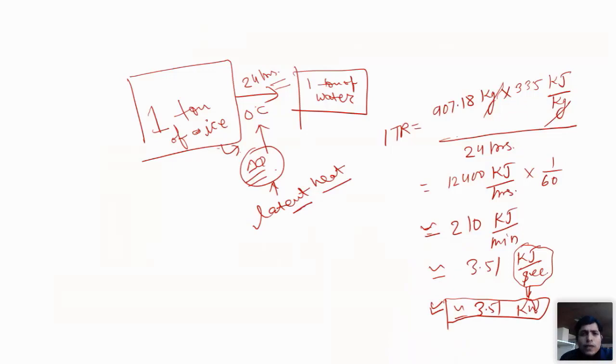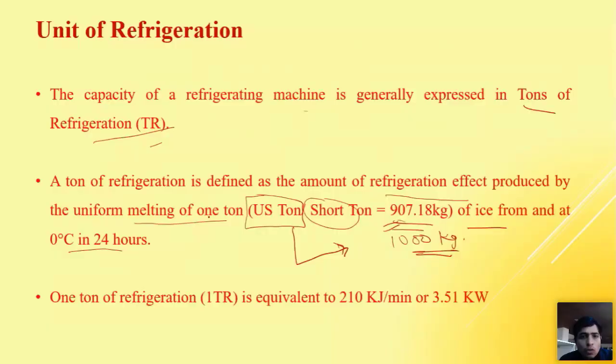So roughly we may use this term: if we are using 1 TR capacity refrigeration for 1 hour, then it will consume around 3.5 kWh. The value will be 3.51 kWh. So this is what we have already discussed and gone through.